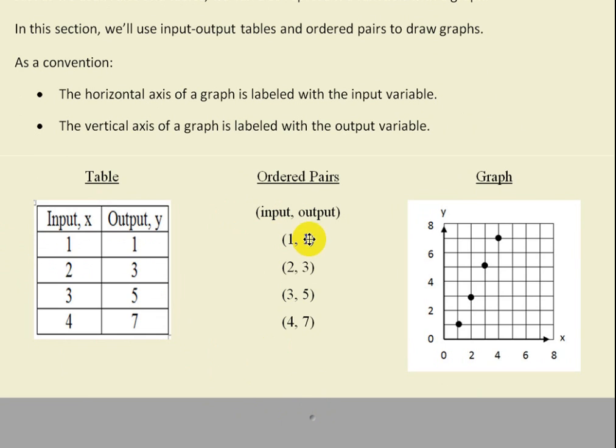So an input of 1 gives us an output of 1. Input of 2 gives us an output of 3. And then we graph those ordered pairs. And remember to graph horizontal first, then vertical, x, then y.